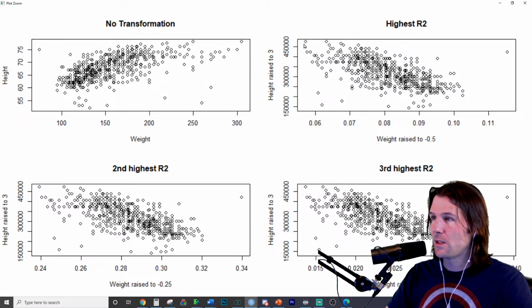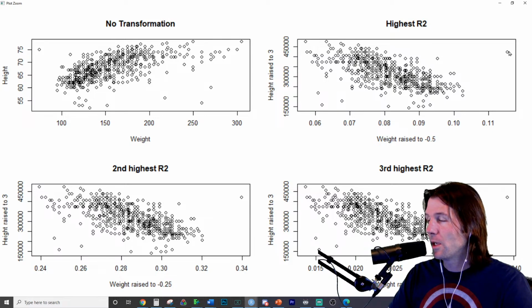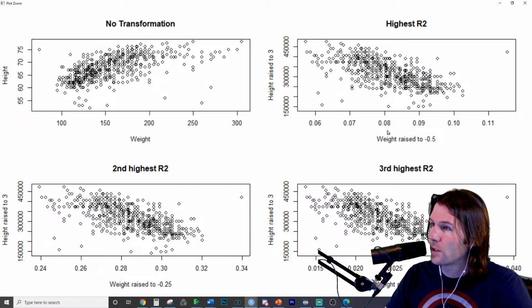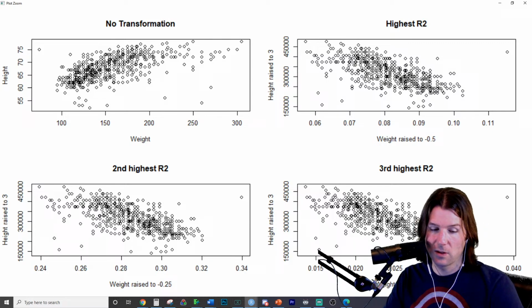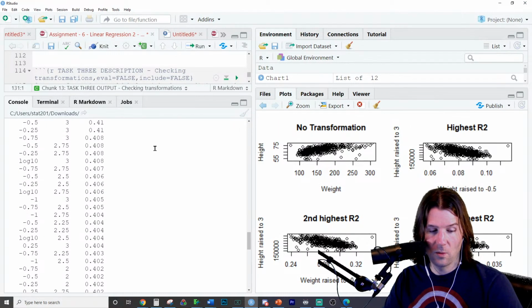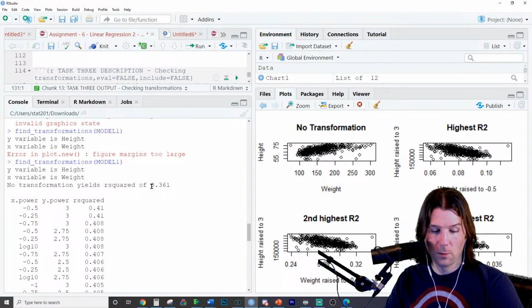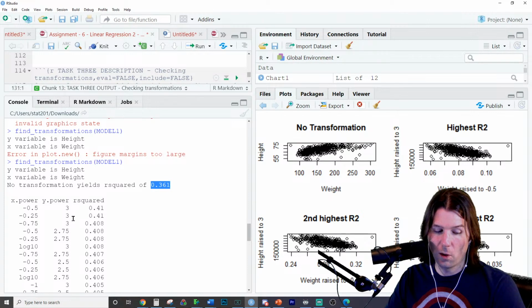And then over here, we see probably better linearity, a little bit of a problem over here. This is the highest R squared, huge outlier. Whatever point that was in the original model, we are taking and raising to -0.5 there. We're raising height to 3, so that's raised to the third power. That point right there is ridiculous. So with the transform model, we increased the R squared from 0.361 to 0.41.